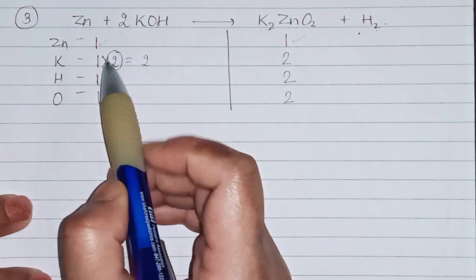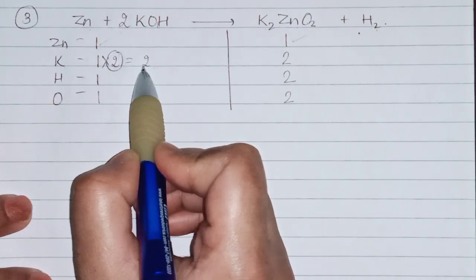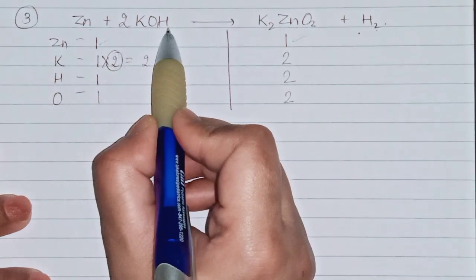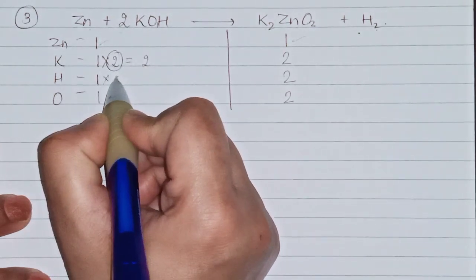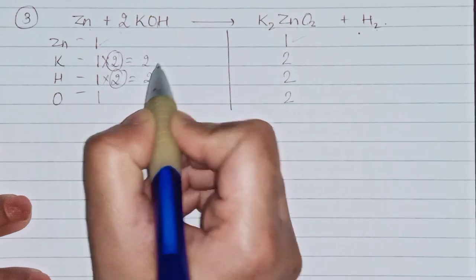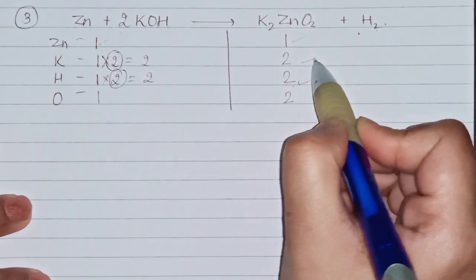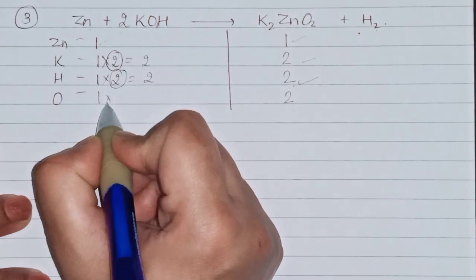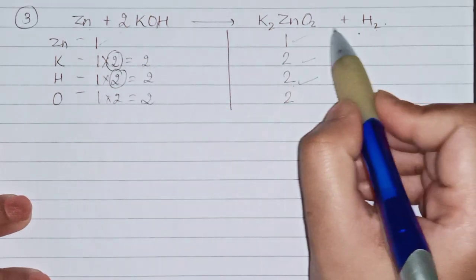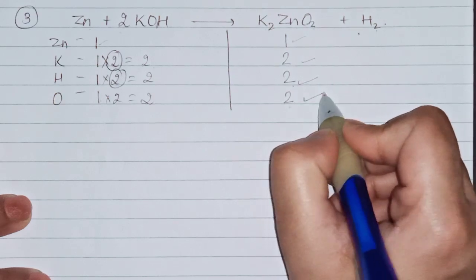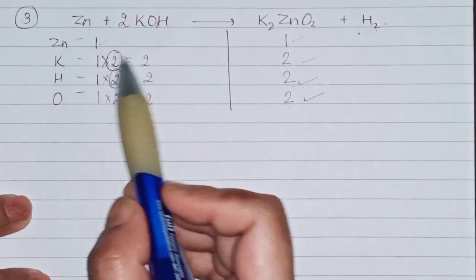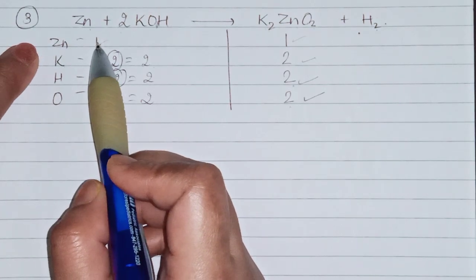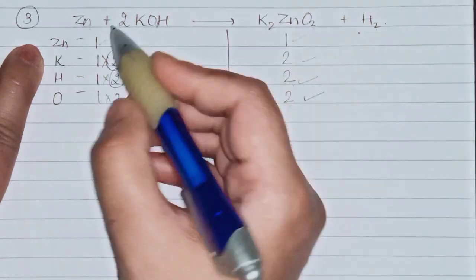Then you can see that potassium is 2 over here. Now hydrogen, this side it is 1, 1 into 2. Now 1 into 2 it will be 2. This side also 2. It is also balanced. Oxygen again 1 into 2 is 2 and this side oxygen 2. It is balanced. So see, now one more time we will recheck. So zinc is 1 atom this side also 1. Done.